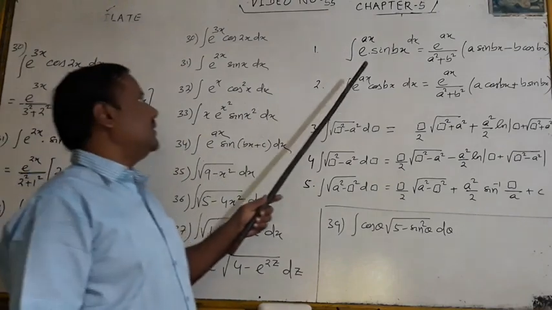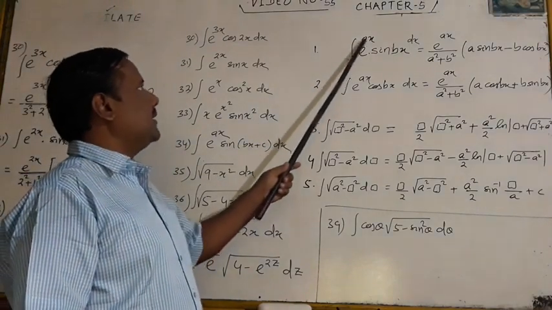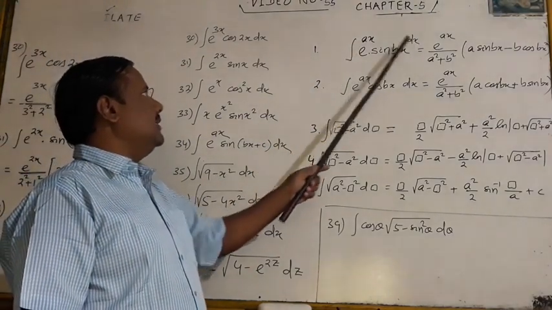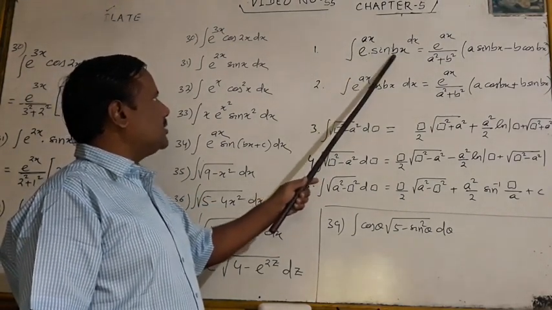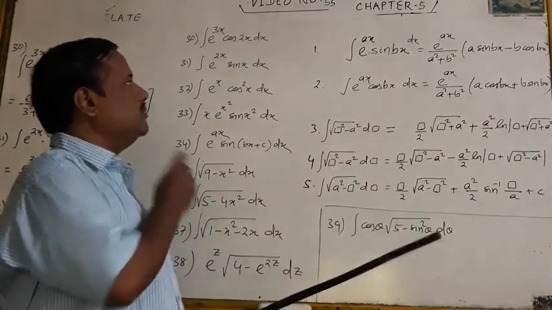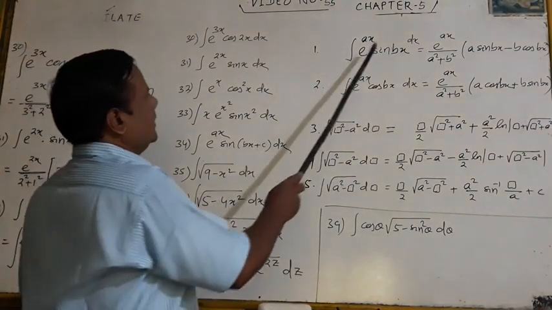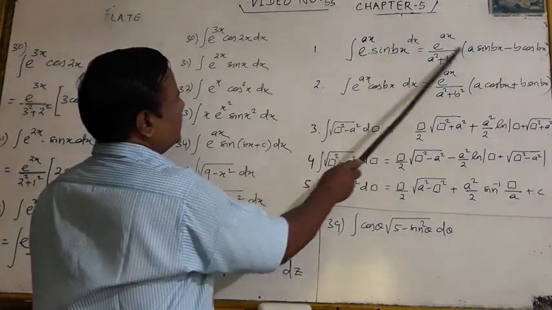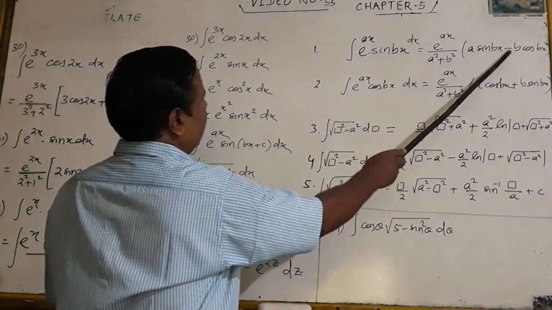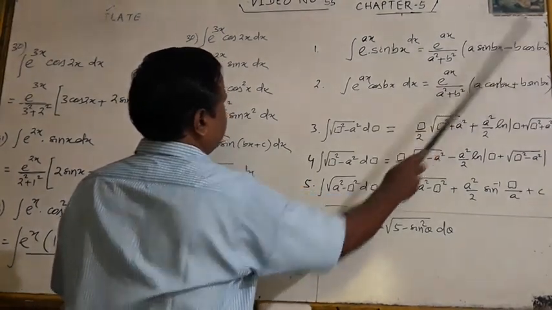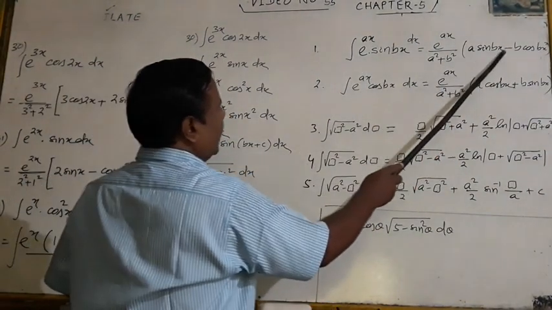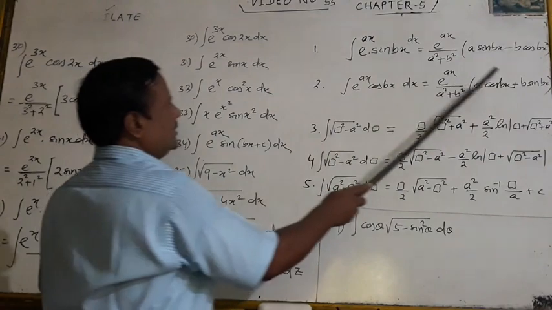Remember, I am telling the trick again. The integral of e to the power x sin bx dx is e to the power x by a square plus b square, whole into a sin bx minus b cos bx. For sin it is minus, for cos it is plus.